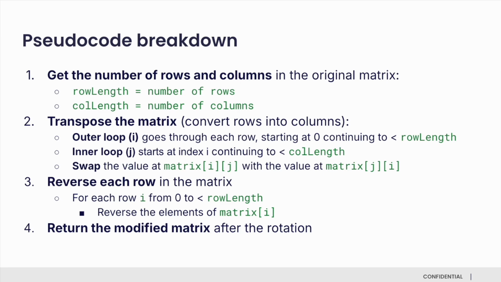We'll have an outer loop that goes through each row. It's going to start at 0 and it's going to continue to be less than the row length. We'll have an inner loop, j, which is for the columns, and that's going to start at index I to ensure there's no overlap in the swapping, and it's going to continue up to less than the length of the columns. Next, we'll swap the values at matrix ij with the value at matrix ji. We then need to reverse each row in the matrix. I, from 0 up to less than the row length, we're going to reverse the elements of the matrix, and then we'll return the modified matrix after the rotation.